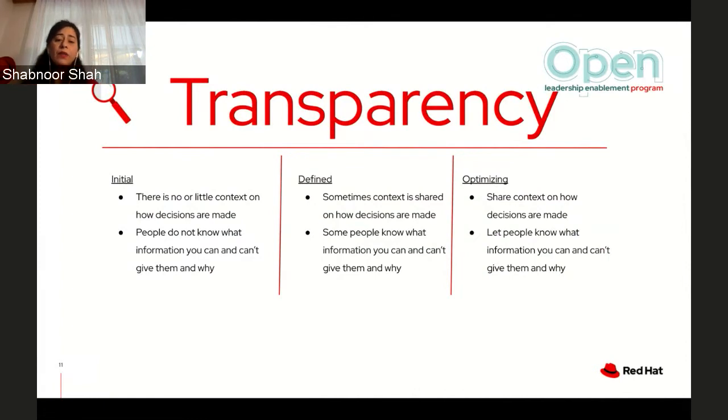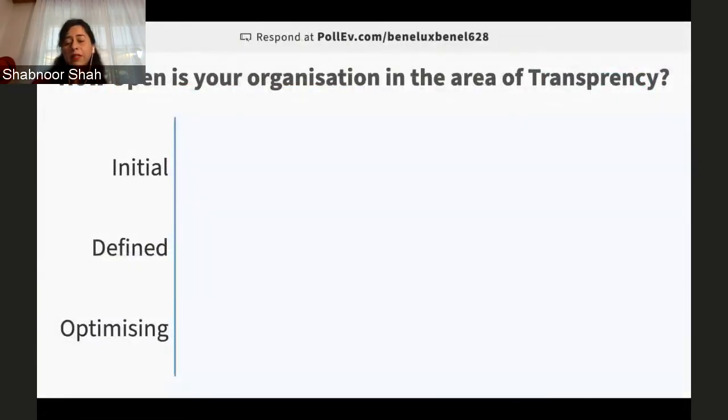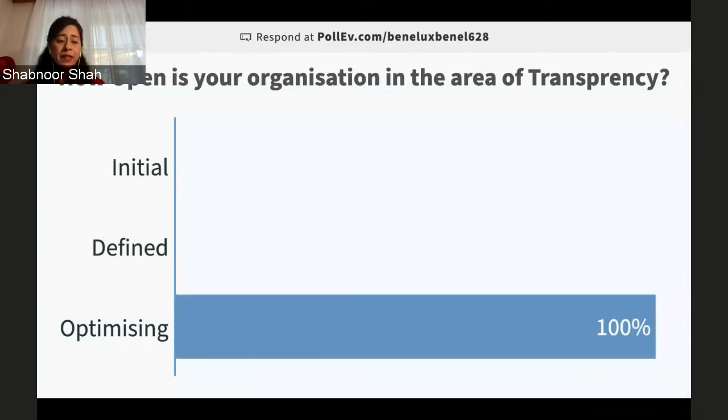So let's take a look at what levels of transparency exist in your organization, right? What best describes the level of transparency for you in your teams? Is it initial? Is it defined? Or is it optimized? So join me at the polls and let's take a look.